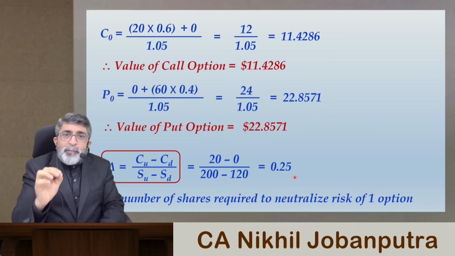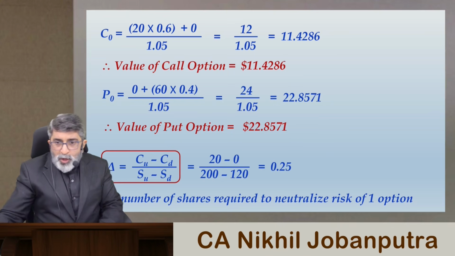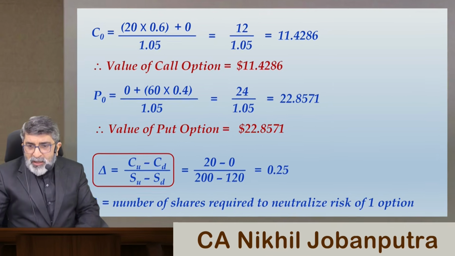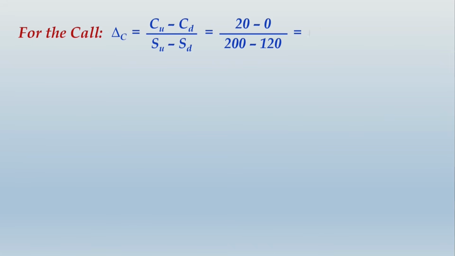That is the primary logic of delta hedging. Now, I want you to carefully note the later part about delta. So look at this. For the call, delta is CU minus CD divided by SU minus SD. We have already computed this delta, that is 0.25.